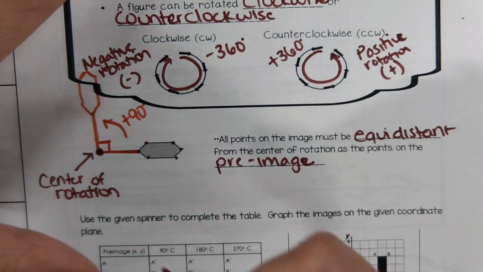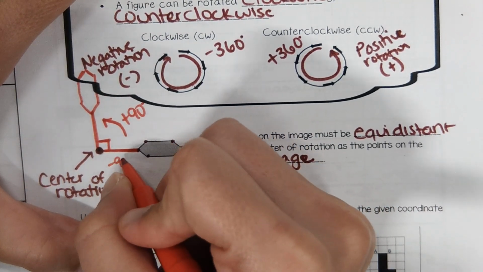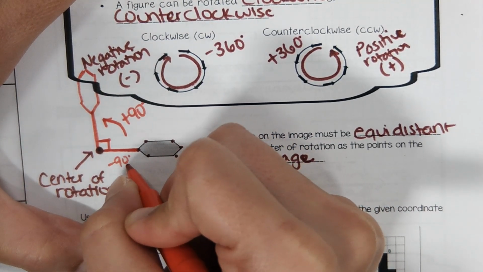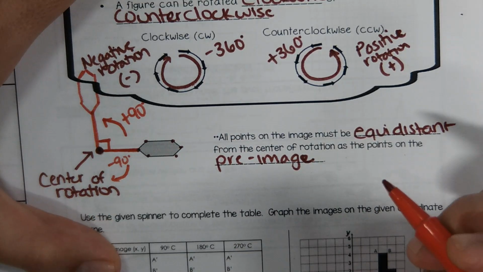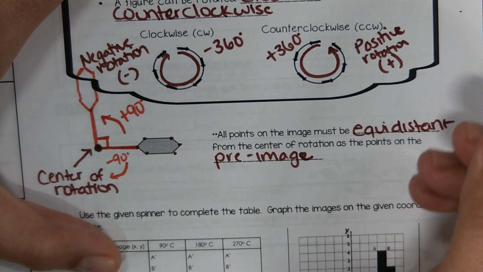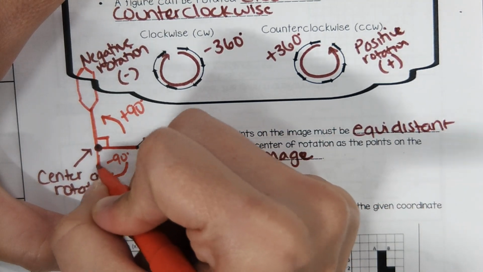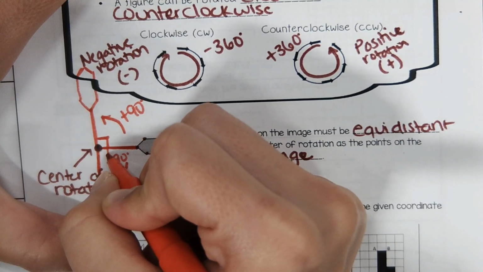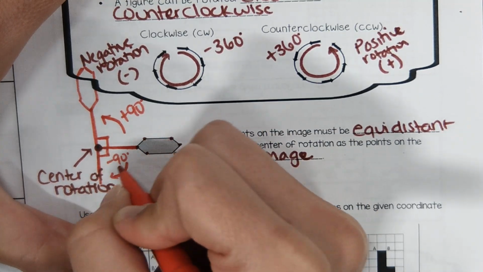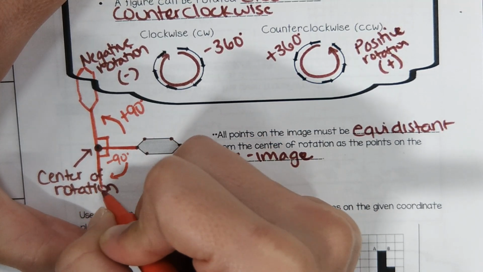Okay, and then a negative 90-degree rotation would go this way, negative 90 degrees. And then the shape would be down here. Again, 90-degree angle here. This length is the same as this, and then you would draw the shape.